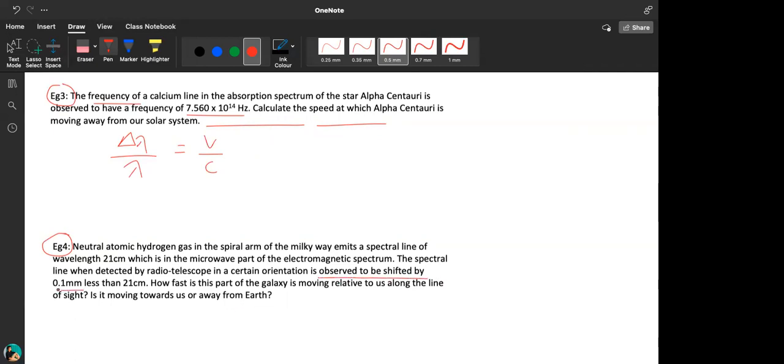Shifted by 0.1 mm less than 21. So the change is 0.1. Change to the same unit because we are doing ratio, times 10 to the minus 1. I'm going to do it in cm. 21 cm equals V over C.